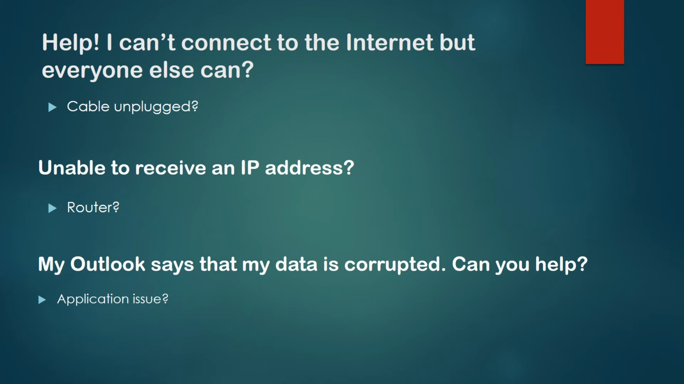Last but not least is my Outlook says that my data is corrupted. So Outlook is basically telling the user that your data is corrupted, cannot use it, fix it in order to use it. So this would be an example of an application issue.